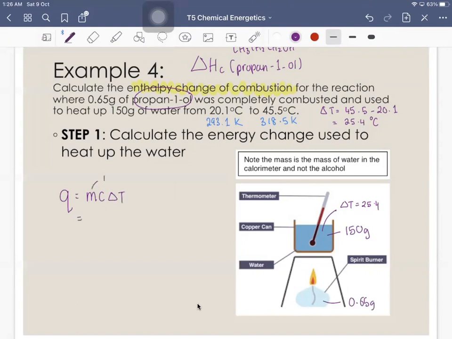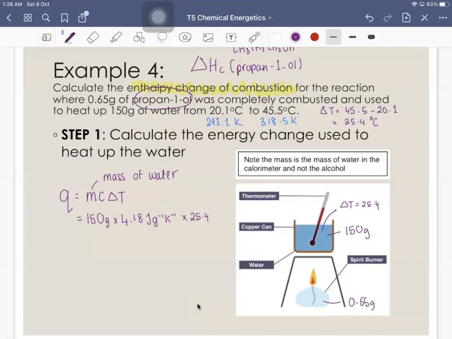Mass would be the mass of water, because that's where my delta T is, right? Mass of water is 150 grams, nice. Times C, my specific heat capacity, which is a constant. I like to put in my units so I don't get it wrong. Times delta T, which is 25.4.